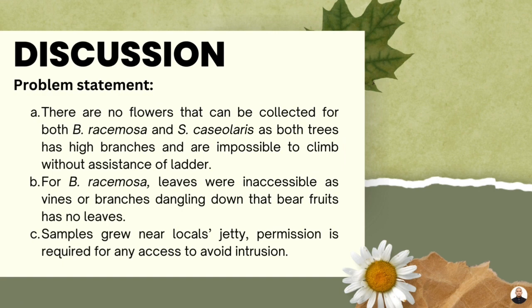Our first problem is due to the height of the trees of Barringtonia racemosa and Sonneratia caseolaris. No flowers could be collected. The second problem is that we were unable to collect leaf samples for Barringtonia racemosa, as vines that held up the fruits lacked leaves. Lastly, we required permission from locals to collect samples as both specimens grew near a local jetty.